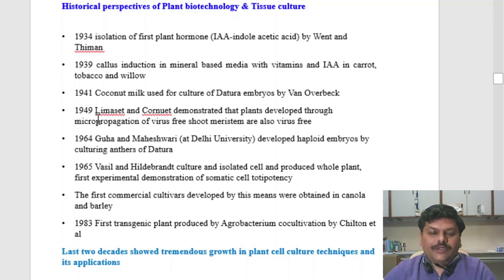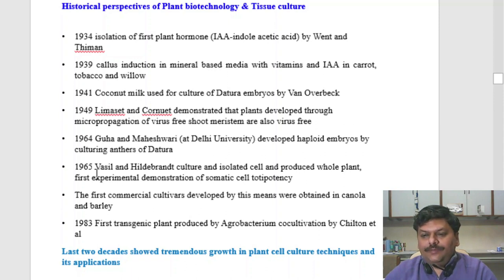A huge development happened in our country also when, at Delhi University, Professor P. Maheshwari and Professor Guha in 1964 developed a haploid plant by culturing anthers, the plant part of the flower, on a suitable media. The anthers were of the plant species Datura, and it was the first instance of developing a haploid plant from plant tissue culture techniques. What are haploid plants and what are their applications? I will discuss this in subsequent slides or in a following video.